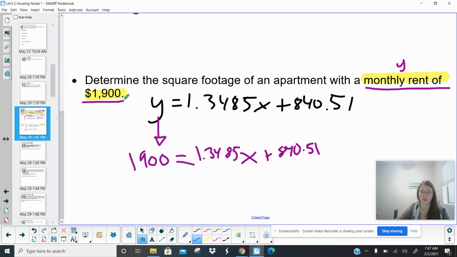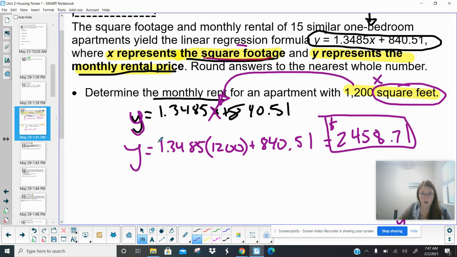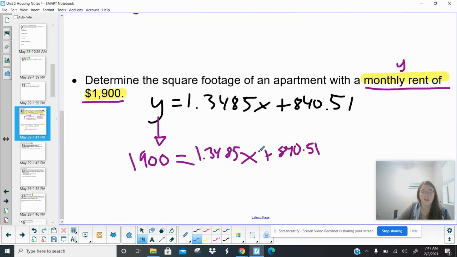Determine the square footage. So we're going to be able to figure out how big of an apartment you could get with $1,900. Now, it's been a while, but we need to solve this equation because over here, this was all good to go, right? No variables, and my variable was by itself. So we just plugged it in the calculator. But here, this is what I'm trying to solve for. So I want you to try it first.